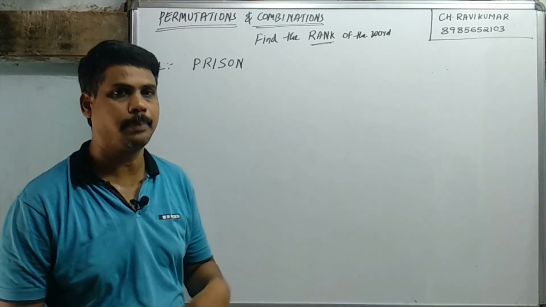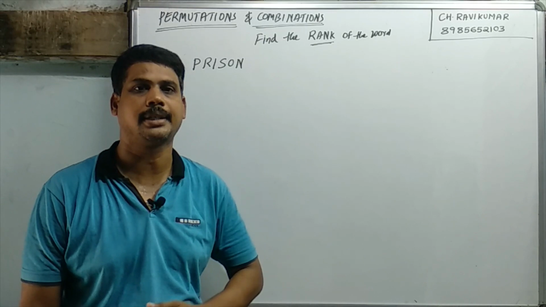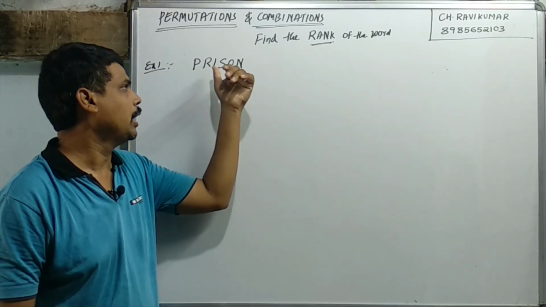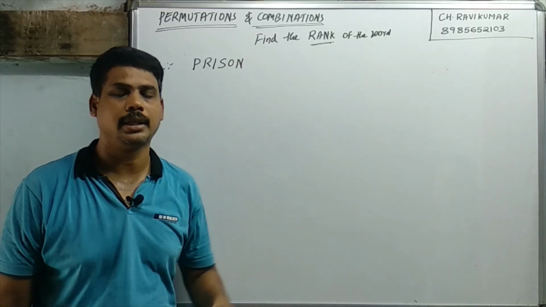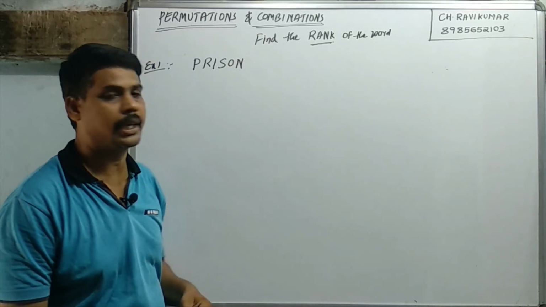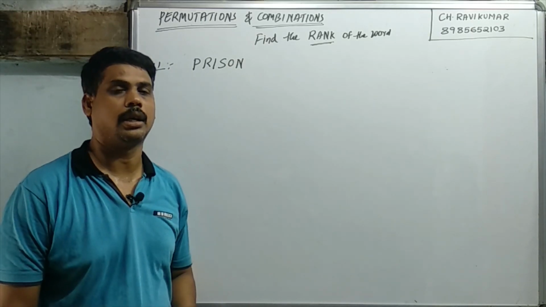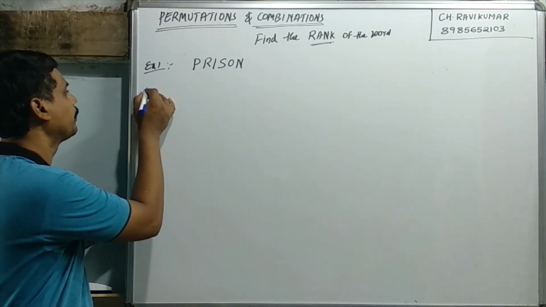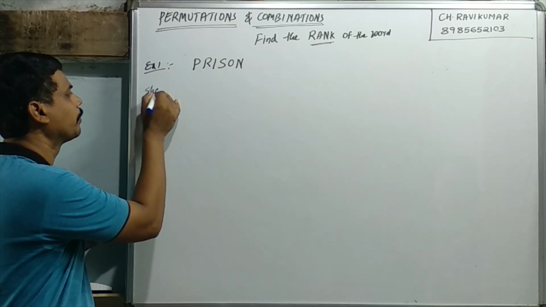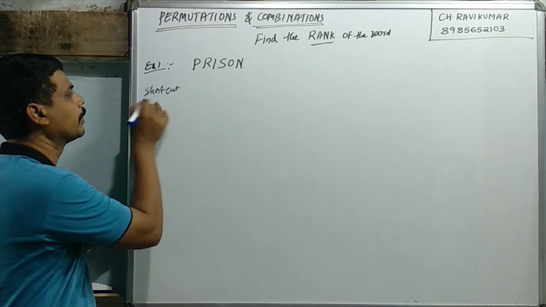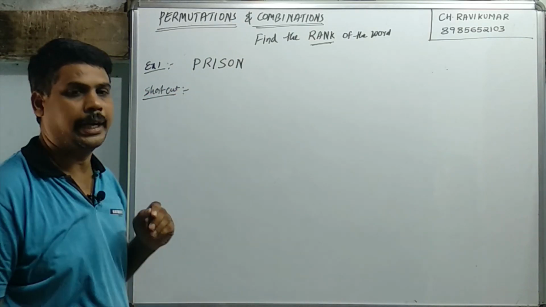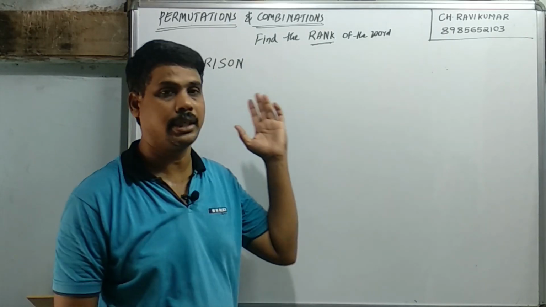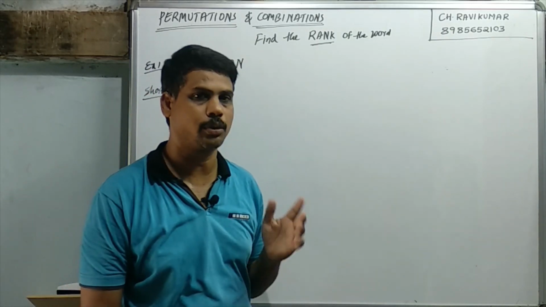Suppose it is in that permutation combinations, intermediate secondary topic. Okay, now P-R-I-S-O-N. This is the word. You have to find the rank of this word. Okay, now in an easy method, meaning a shortcut method, it is useful in IIT Mains and MHT-CET level. It is that very easily, within 1 minute, we have to solve this question.